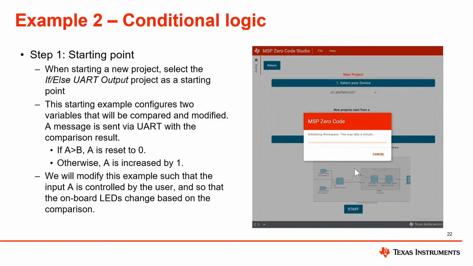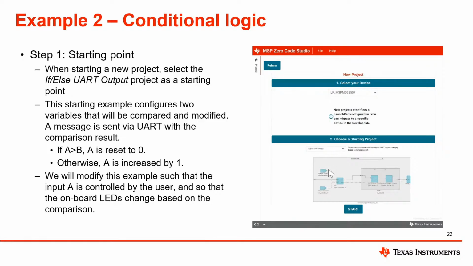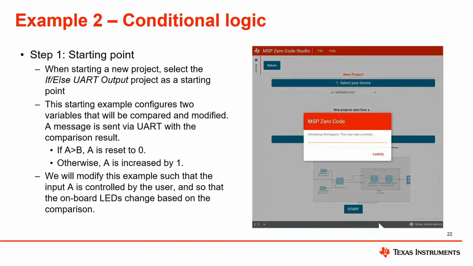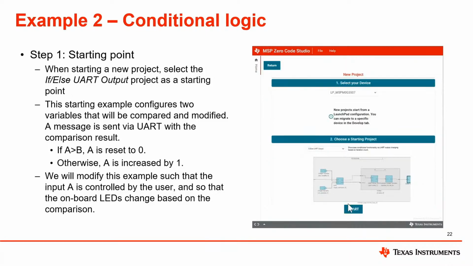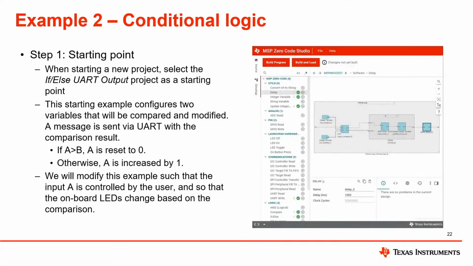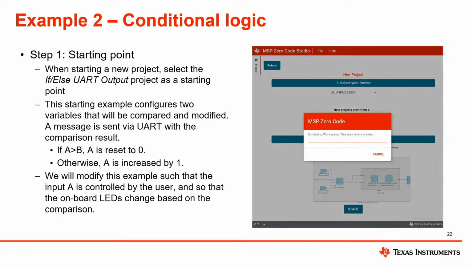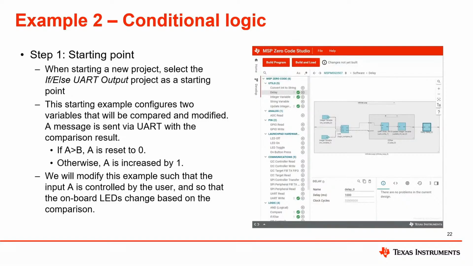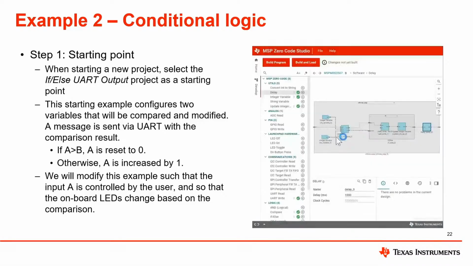In this particular example, it is easiest to begin with a pre-built example code for the conditional logic. Here, if we use if/else UART output as the source, this will allow you to use this base example showcasing the compare functionality. In this case, it is just if A is greater than B, A is reset to 0. Otherwise, A is increased by 1. So this will just help with the overall understanding of conditional logic in this case. We will modify this example such that the input A is controlled by the user, and so that the onboard LEDs change based on the comparison.